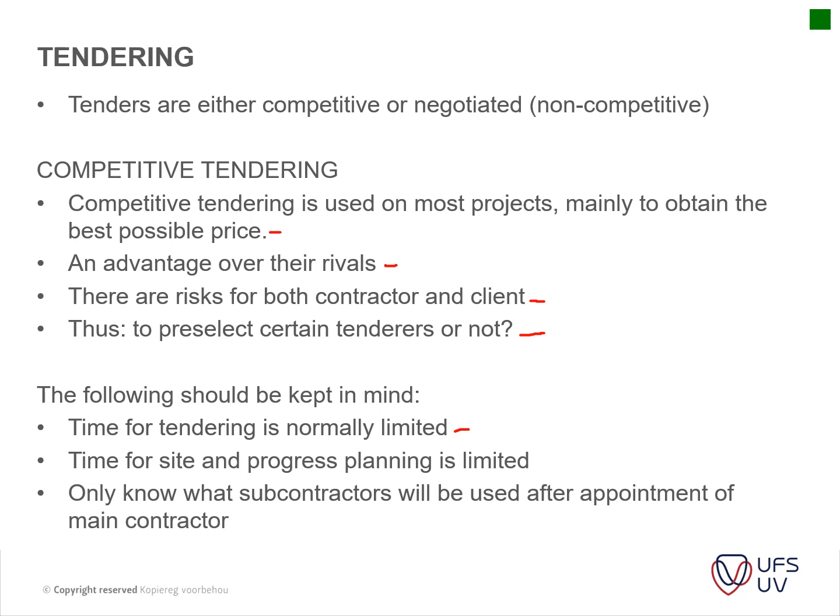Time for site and progress planning is limited, and you only know which subcontractors will be used after appointment of the contractor. This is something you need to be aware of when you use competitive tendering, because the contractor usually has his own set of subcontractors, and they usually go through a tender process as well, to get the best price, to make them more competitive.